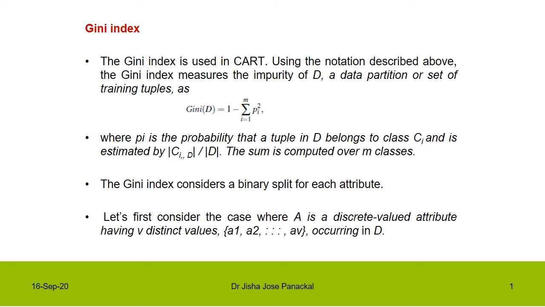And the other measure we can use is Gini index. This is used with the algorithm CART. This is the equation for calculating the attribute selection measure. Gini of T is calculated using this particular equation, that is 1 minus sum of i equal to 1 to m p_i squared. This is the equation for calculating Gini index.